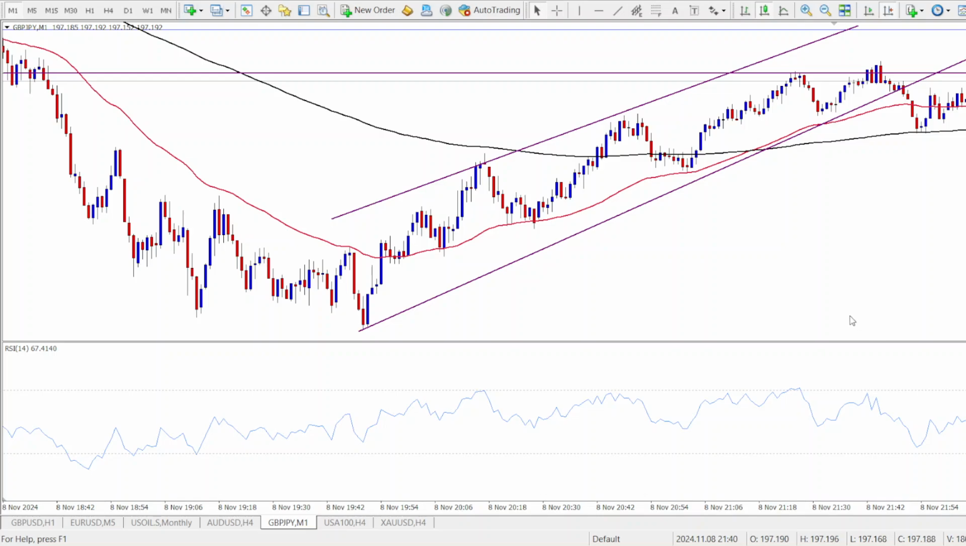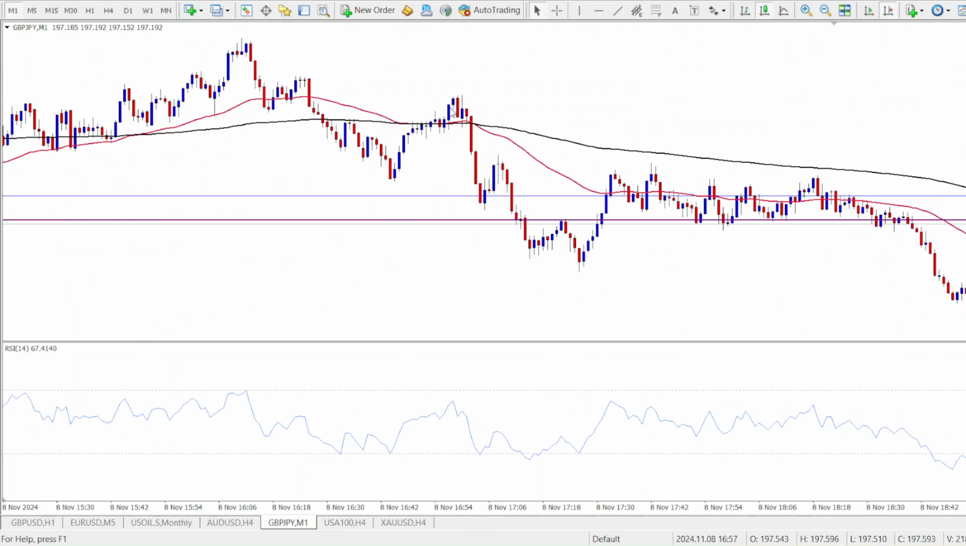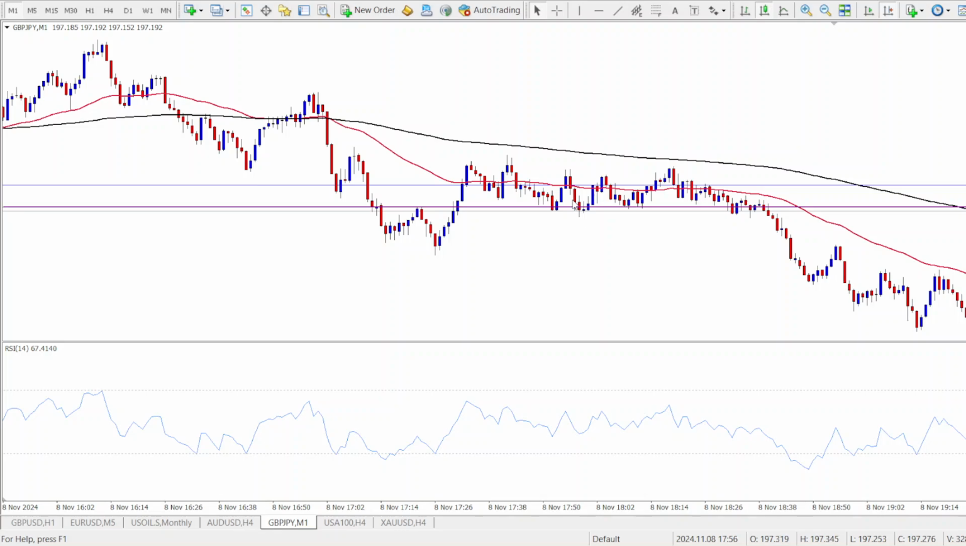Stick to the plan. Make sure you have your moving averages crossover. For a buy trade, a bullish crossover, the 50 EMA crossing above the 200 EMA. For the sell trade, the 50 EMA crossing below the 200 EMA. Make sure you always get that crossover before you enter a trade.